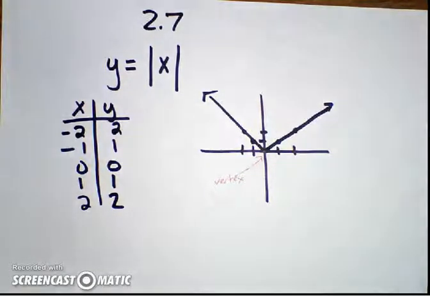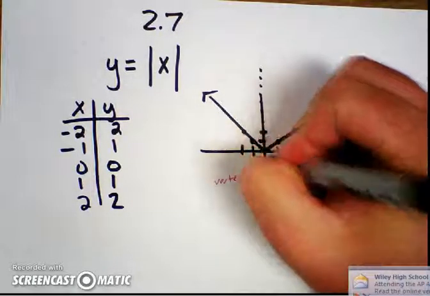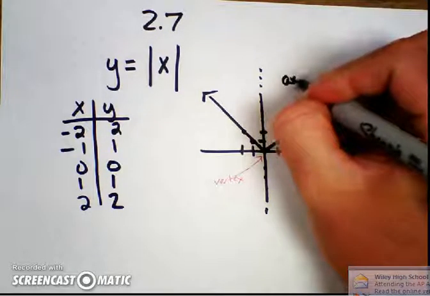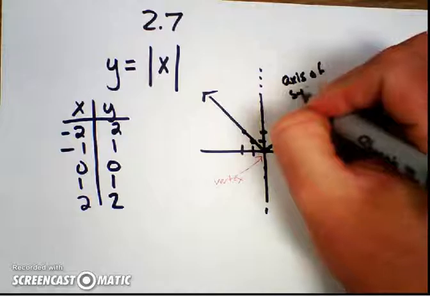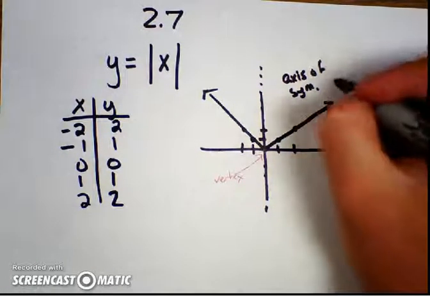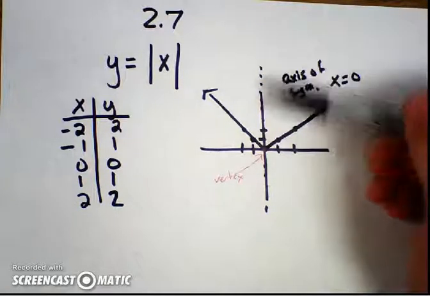Okay, you also got what's called an axis of symmetry. An axis of symmetry is what splits this graph directly in half. Okay, that's my axis of symmetry. And in this case, the axis of symmetry is just x equals 0. Okay, because it's just down that y-axis.